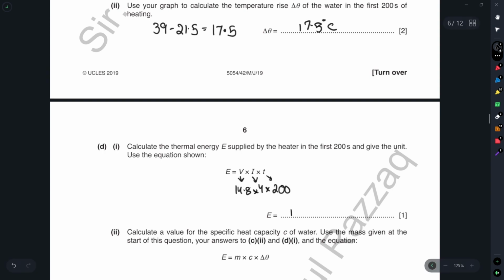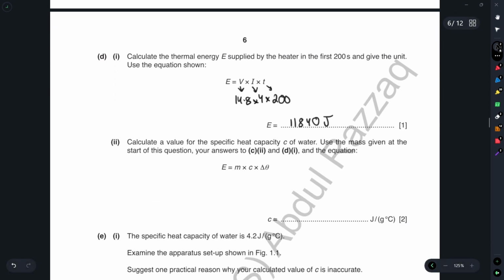Though 59.2 would give me 118.4, so times two decimal places ahead would be 11,840 joules. So 11,840 joules is what your answer should be. Here, of course, the unit is not given, so you are going to write the unit joules.